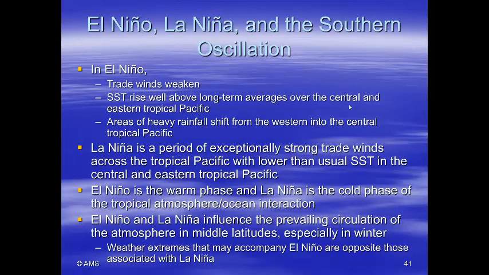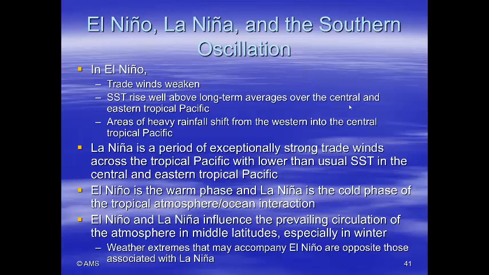Now we want to talk about El Nino, La Nina, and the Southern Oscillation. So in El Nino, the trade winds weaken, and the sea surface temperatures rise well above the long-term averages over the central and eastern tropical Pacific. These are areas of heavy rainfall that shift from the western into the central tropical Pacific.